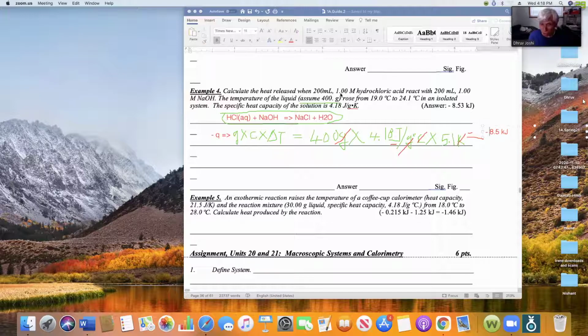So we did not use any of this. 1 molar hydrochloric acid and 1 molar NaOH, 200 milliliters and 200 milliliters. We did not use any of this. Assume 400 grams, that goes right into the equation, and we got that. This is important to know what we did, but it is not part of the calculation. So I should have only 2 sig figs over here. 8.53, it should be 8.5.